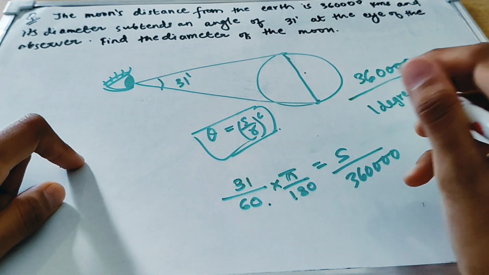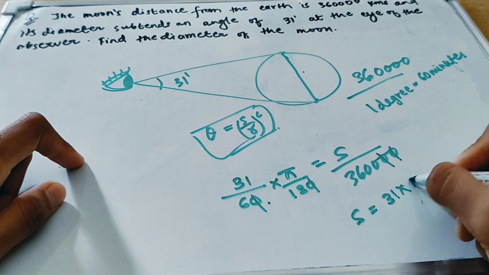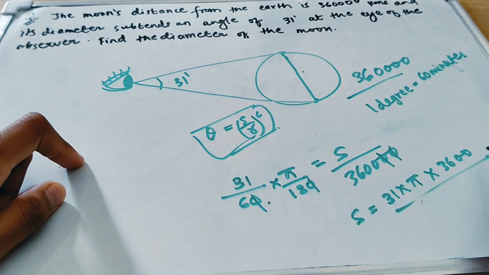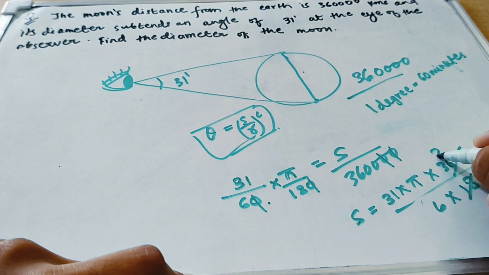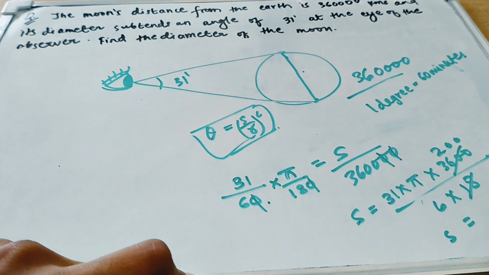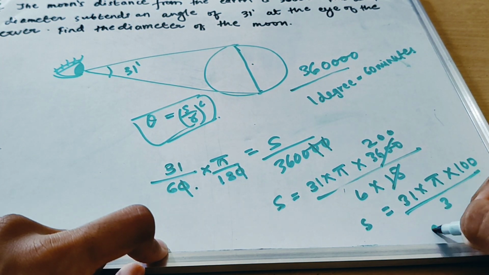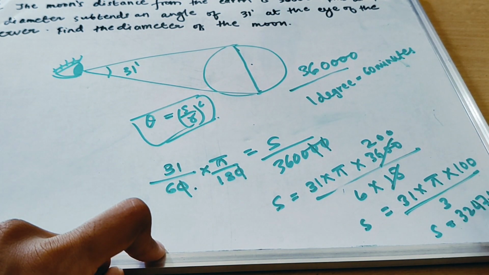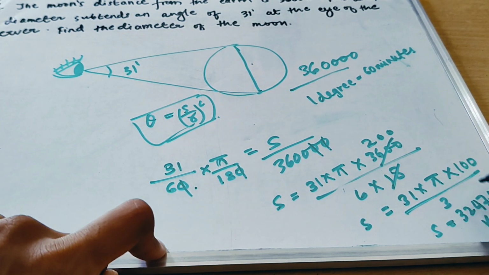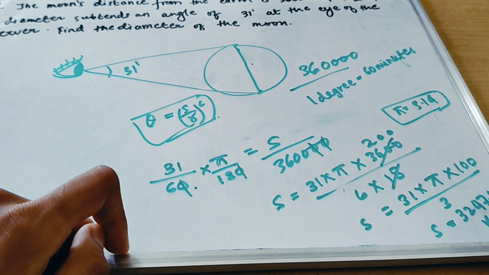Now s is what we are trying to find out, and r will be 360,000. That is it, literally. Now just going to cancel these, so s is going to become 31 into pi into 3600 divided by 6 into 18, right? Now we can directly cancel this, so s becomes 31 into pi into 100 divided by 3. On solving this, you will get that the value of s is 3247.62 kilometers, if you put in the value of pi as 3.14. That is it.